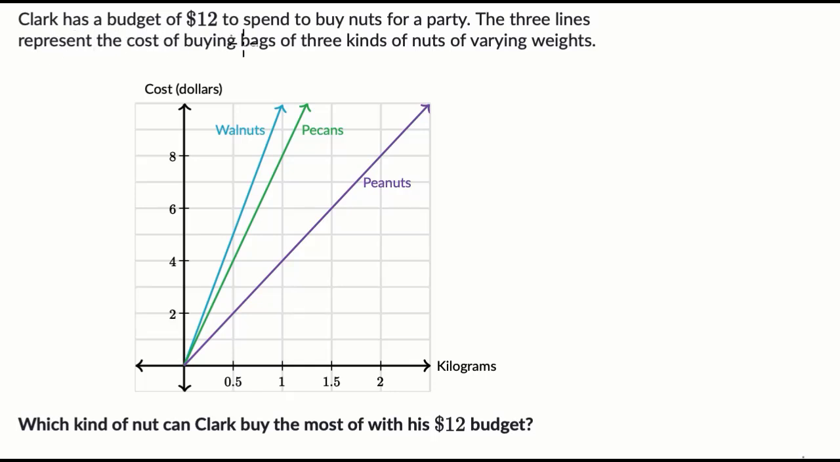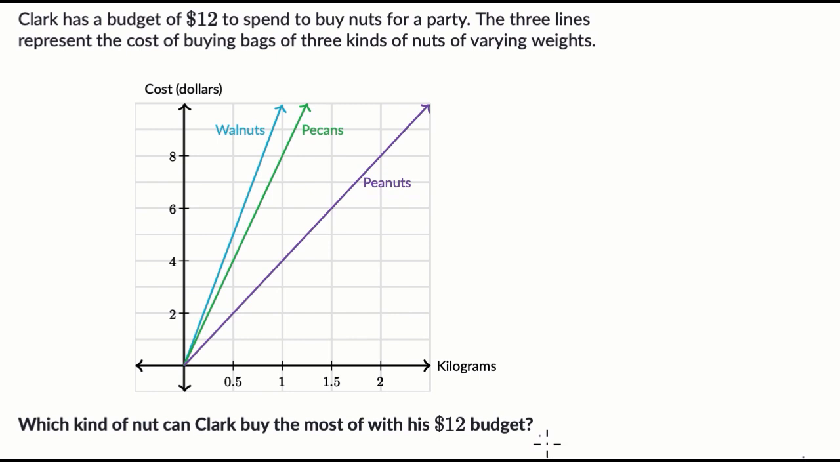Clark has a budget of $12 to spend to buy nuts for his party. The 3 lines represent the cost of buying bags of 3 kinds of nuts by varying weights. Which kind of nut can Clark buy the most of with his $12 budget? So pause this video and have a go at that.